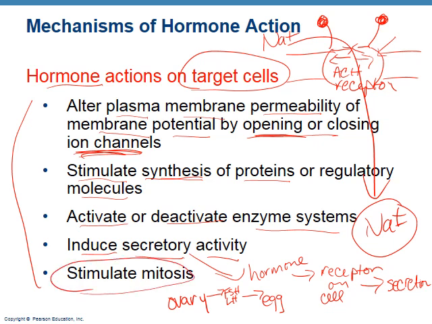They can also stimulate mitosis. So a hormone could bind to a receptor on a cell, and it could cause that cell to divide. So that would be important if we're talking about growth hormone, right? So if growth hormone binds to specific cells, it could cause those cells to divide and therefore grow.